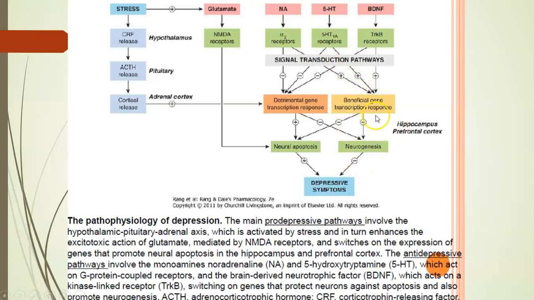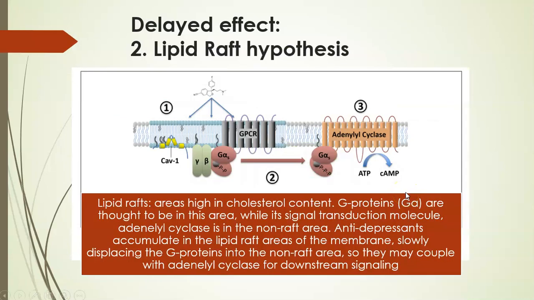So the genes that are supposedly beneficial for neurogenesis are activated, and the genes that are supposed to cause neural apoptosis are inhibited. So at the end of it, you get alleviation of depressive symptoms by these drugs. Another hypothesis that people have put forth for the reason why there is a delayed effect with antidepressants is this.